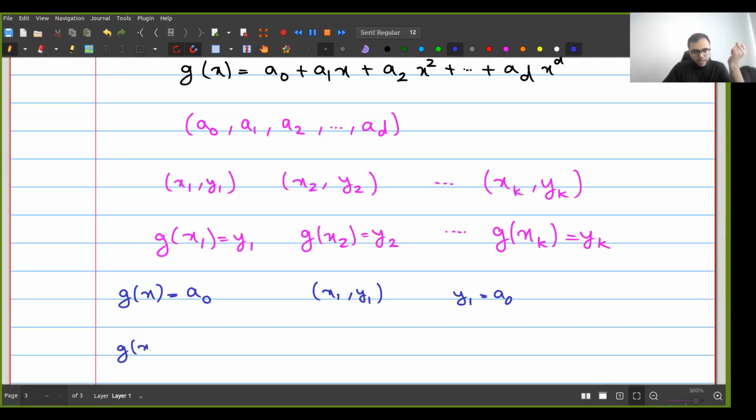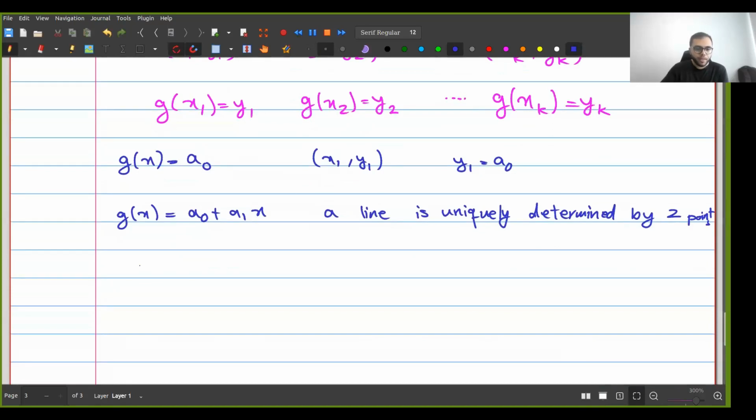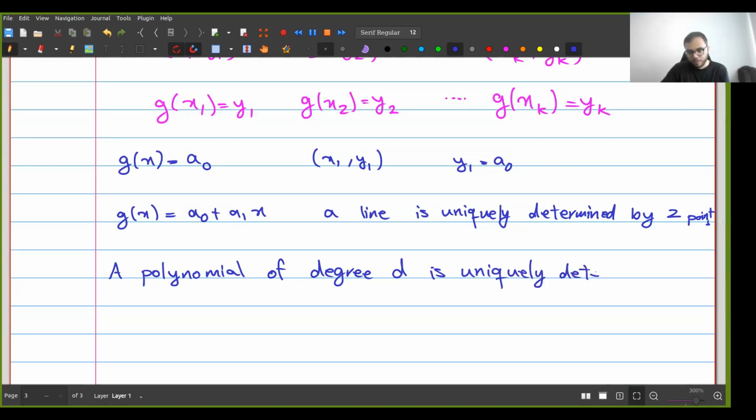If g of x is a0 plus a1x, then g of x is a line. And of course, a line is uniquely determined by 2 points. And so on. And generally, a polynomial of degree d is uniquely determined by d plus 1 points. So if I give you d plus 1 points of this polynomial, you can compute it.